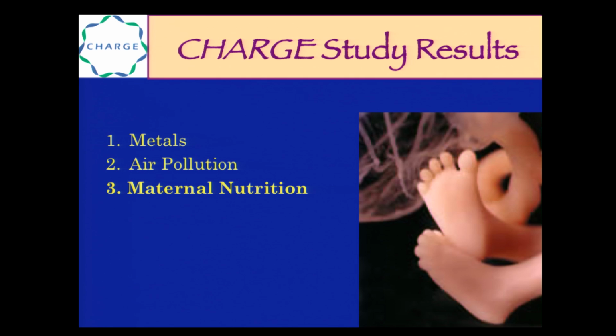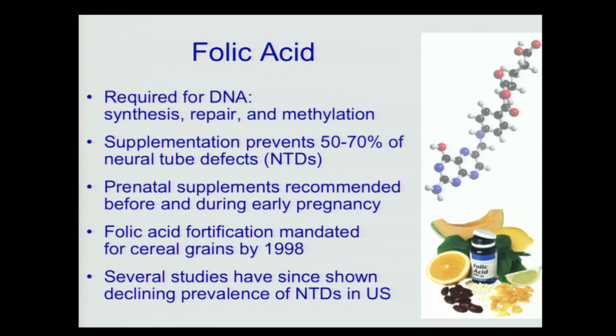So the third factor I want to talk about is in relation to nutrition. This is work done by Dr. Rebecca Schmidt, who came originally as a postdoc, and she's now on our faculty. She looked at the intake of prenatal vitamin supplements. One of the main components, not the only one, is folic acid, which is required for DNA synthesis or repair and methylation. Supplementation with folic acid prevents a high proportion of neural tube defects, and women are recommended to take these before and in the early period of pregnancy.